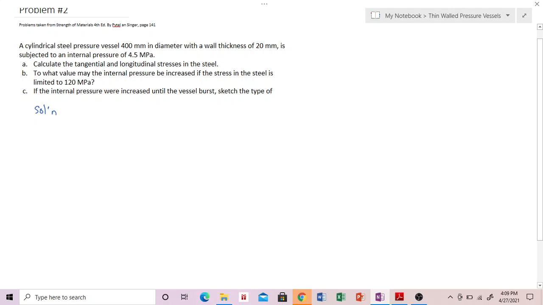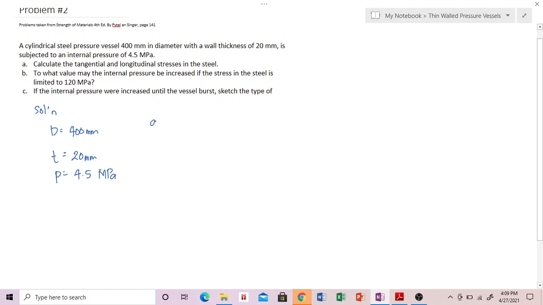Okay, the problem is a cylindrical steel pressure vessel 400 mm in diameter with a wall thickness of 20 mm is subjected to an internal pressure of 4.5 megapascal. Okay, the cylindrical pressure vessel, the diameter is 400 millimeters. Wall thickness is 20 millimeters. And then subjected to an internal pressure of 4.5 megapascal. Now, calculate the tangential and longitudinal stress in the steel.